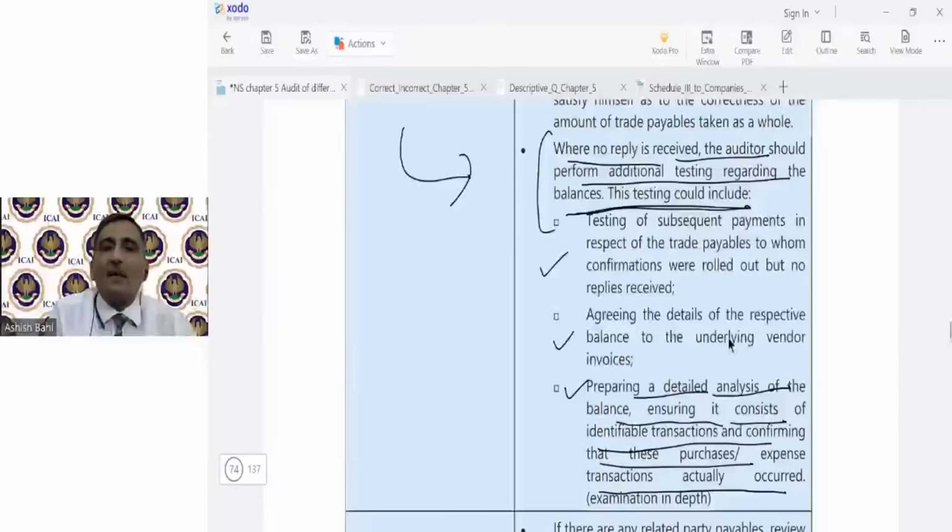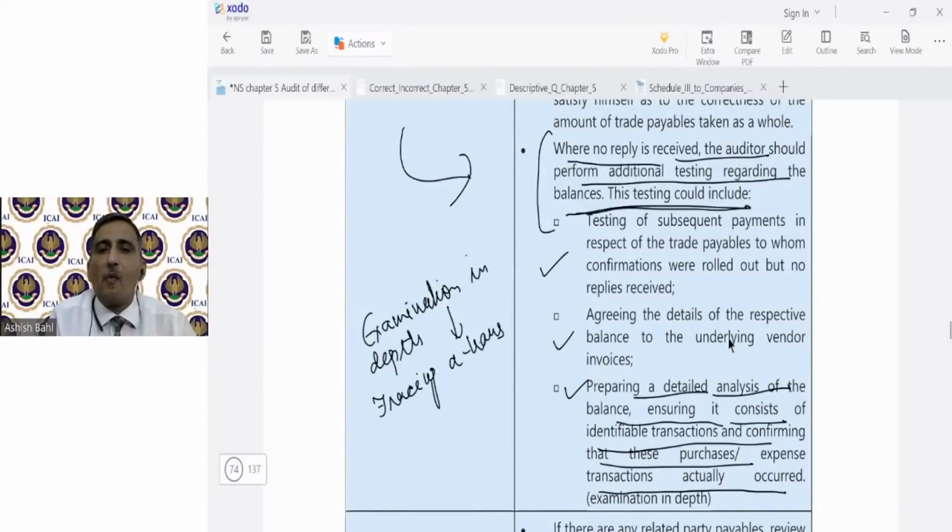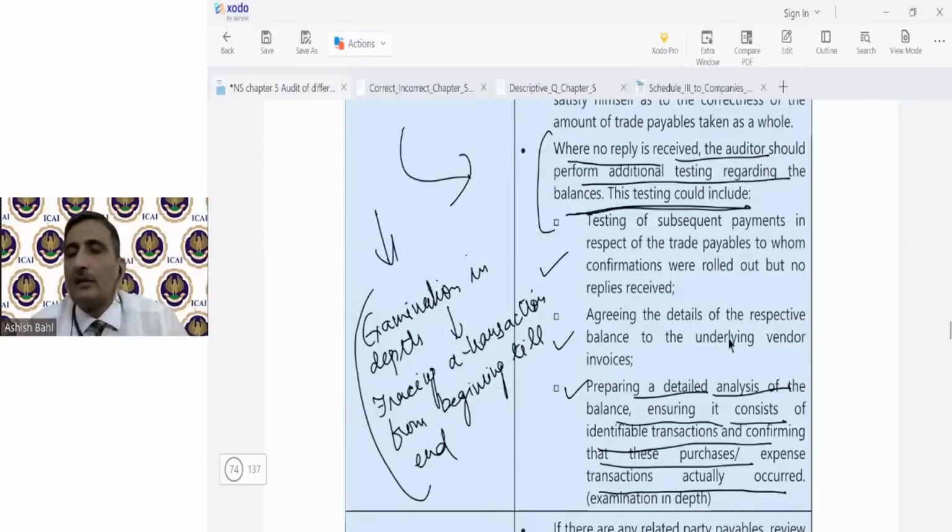So what is examination in depth? It is tracing a transaction from beginning till end, from its very source, from how it originated till it is recorded.